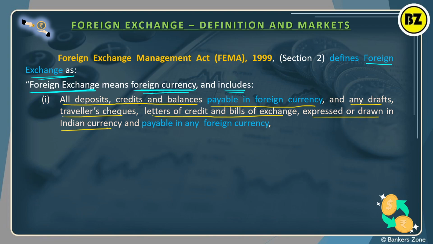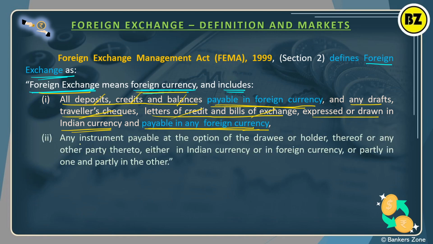in the Indian currency but payable in the what? Foreign currency. So very simple. Foreign exchange means the foreign currency, right? And it should be payable in the foreign currency. Whether it is your deposit, credit or the balance, whether it is your traveler's checks, whether it is your letter of credit, bill of exchange, whatever is the instrument, it should be payable in the foreign currency, and that's why we call it foreign exchange.